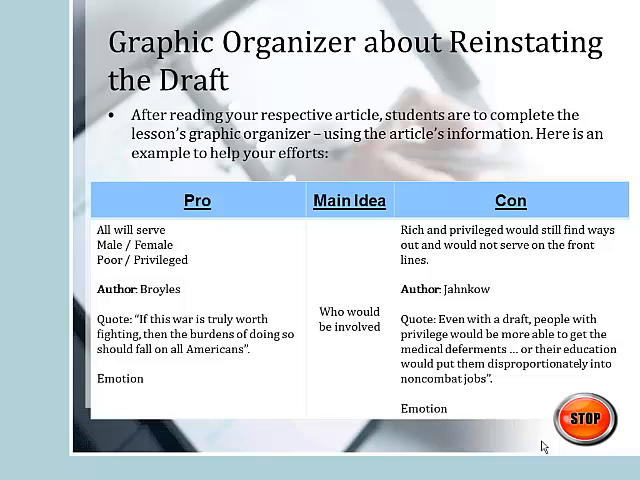Really, this author was using the quote that I selected to appeal to a person's emotion. And as I evaluated that particular reason for opposing the military draft, a few words were able to describe what that main idea or main reason was, and that's who's going to be involved in that military draft. So students need to stop. They need to take their article's information and transfer those reasons and the author as well as the quote they found to support those reasons into this graphic organizer.